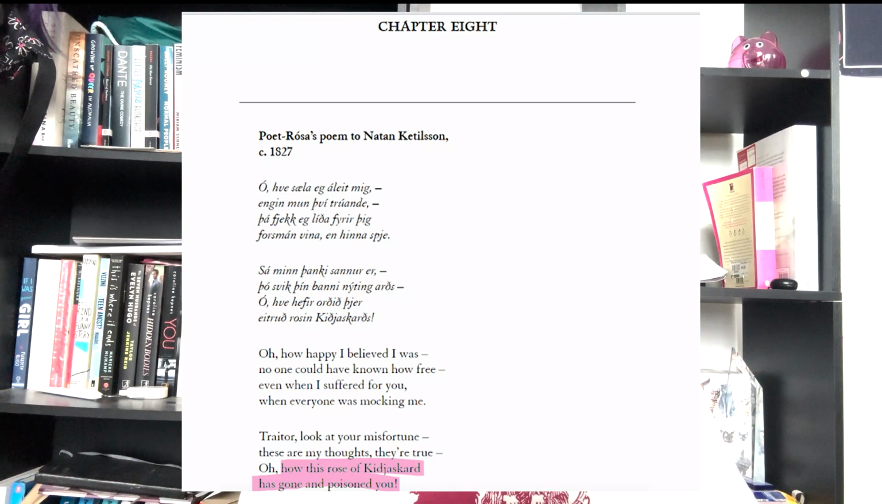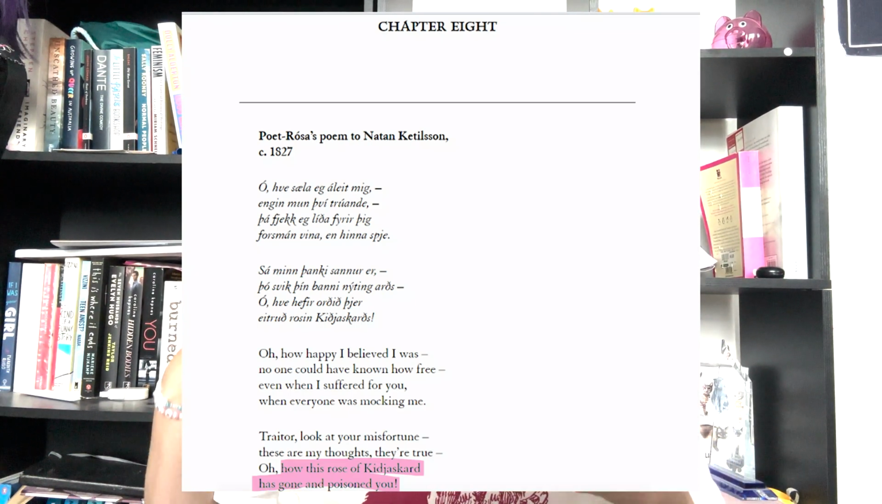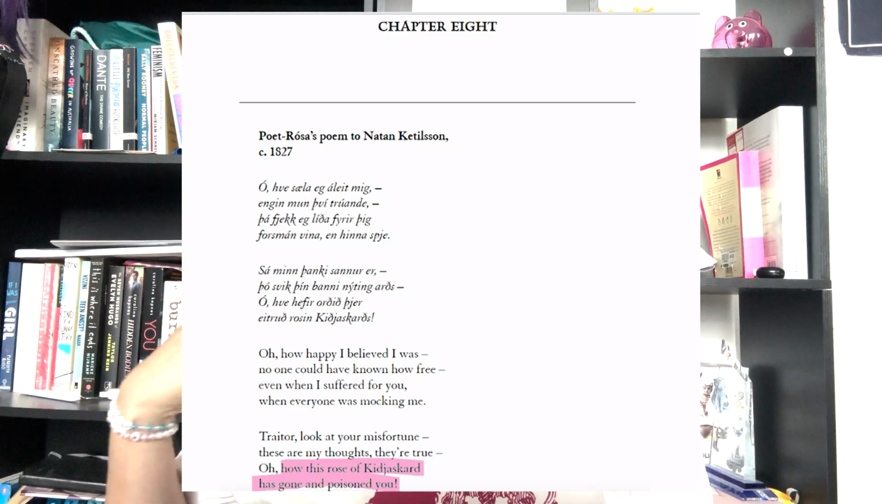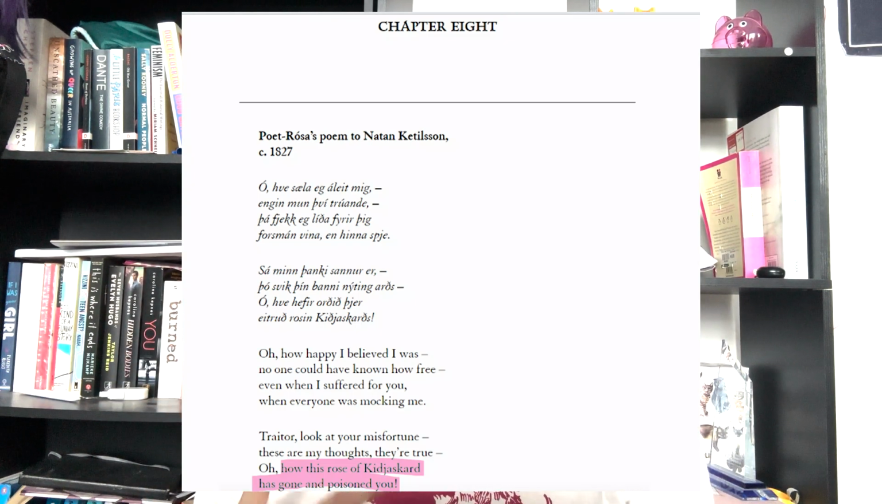And it says, "Oh, how happy I believed I was. No one could have known how free, even when I suffered for you, when everyone was mocking me." If I told you that those were Agnes's words, what's interesting, however, is how this poem continues. And the second stanza says, "Traitor, look at your misfortune. These are my thoughts, they're true. Oh, how this rose of Kazisgard has gone and poisoned you." So that's referring to Agnes. And the symbolism there is really important to think about, but also this public perception and this idea of who Agnes was and what people thought of her.